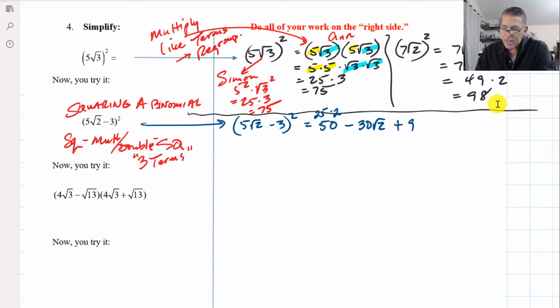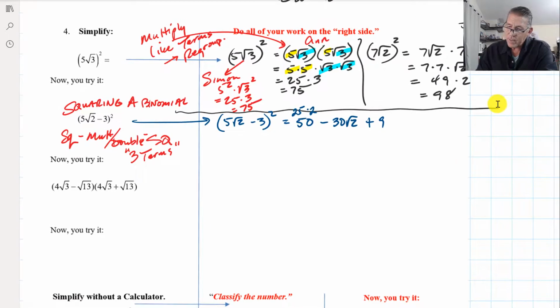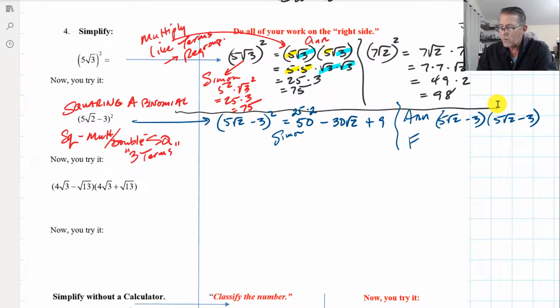Now, if you don't like doing that, you could do it the Ann way. I mean, this is how Simon would do it, okay? Ann would not do it that way. She would take 5 rad 2 minus 3 and multiply by 5 rad 2 minus 3, and she would step it out using FOIL. And if you want to do that, go for it. I'm not, but that's what you could do.